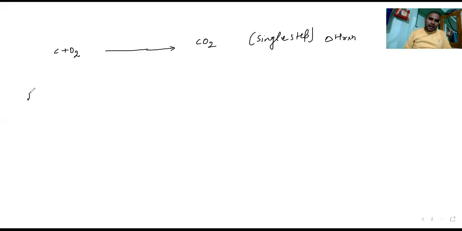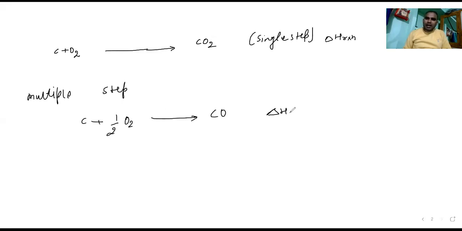If I go in multiple steps also, we can go. How we can go in multiple steps, I am explaining here. C plus half O2 gives CO, and the enthalpy released is delta H1. Then CO plus half O2 gives CO2, and this is delta H2.